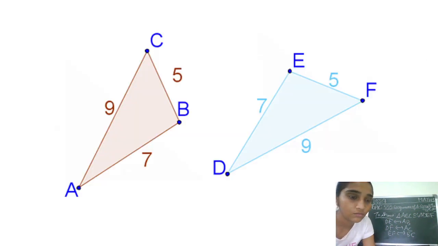Now students, what do you see? Yes, a few triangles with some measurements. Now if I ask you whether these two triangles are congruent by SSS congruence of triangle, what is your take on it?